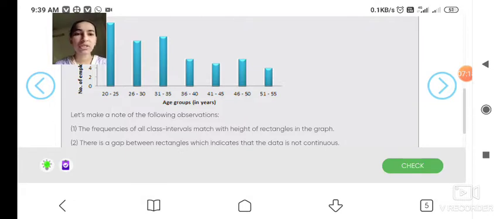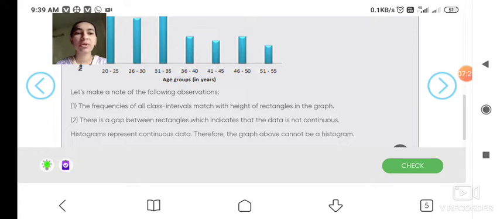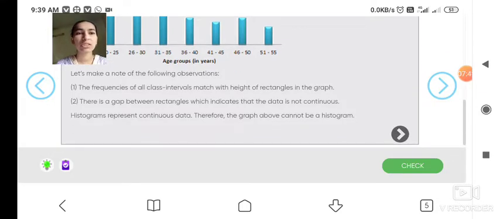The frequencies of all class intervals match with the heights of the rectangles in the graph. Yes, they match. There is a gap between the rectangles, which indicates that the data is not continuous. You can see the gap between two bars. Yes students, but in a histogram there is no gap between bars. So this is the next thing she has done wrong.